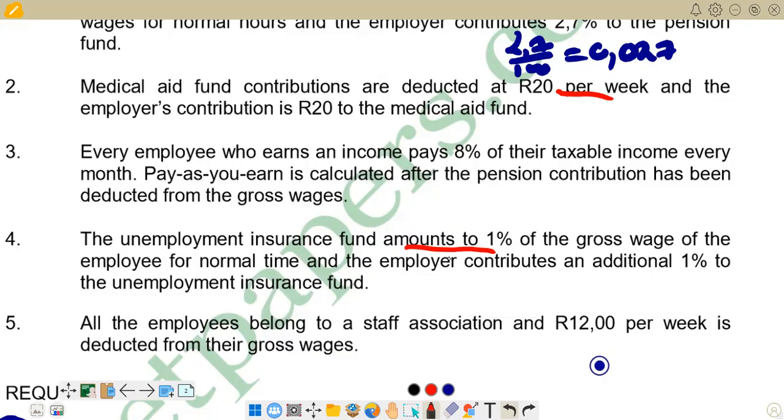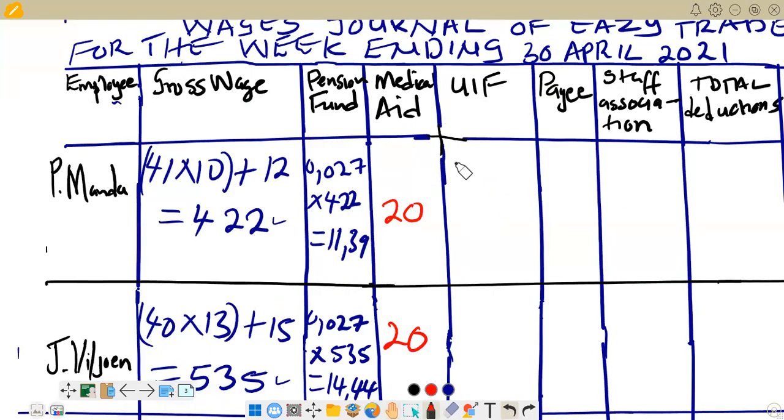So what we are saying here is 1%, which is a decimal. If you say 1/100, you get 0.01. So we are going to multiply this by the gross wage to get the UIF. So we go back and summarize that working there. Here we are just saying 0.01, and then we multiply by this gross wage, which is 422. If you multiply that, you are going to get 4.22.